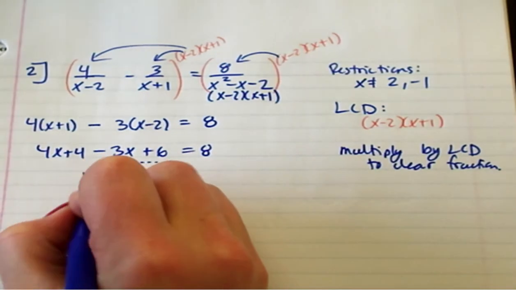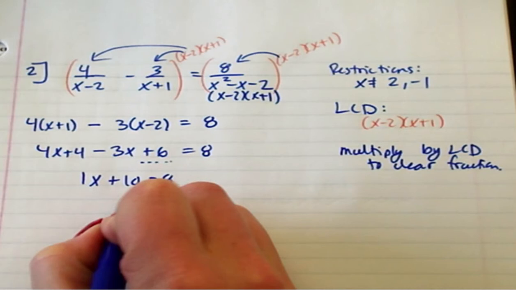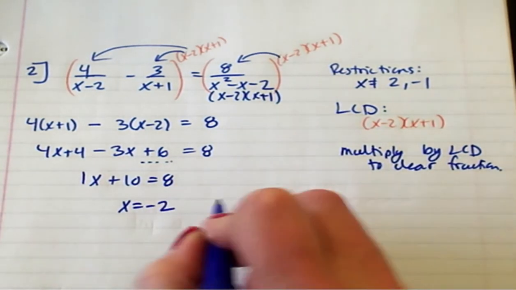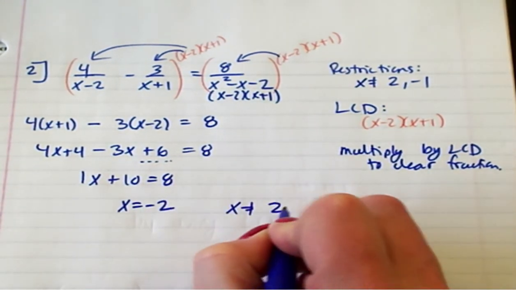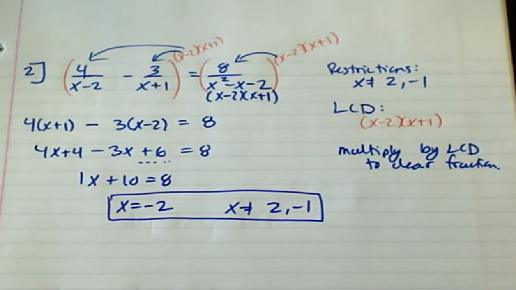So we get 1x plus 10 equals 8. So x equals -2, which seems reasonable. Notice how I'm not plugging my answers back in. I'm just assuming that they're going to work. Okay. Last one, and then we'll change it up a little bit.